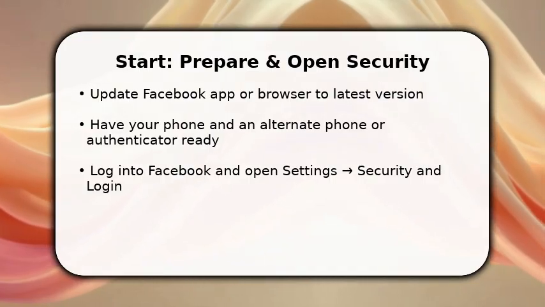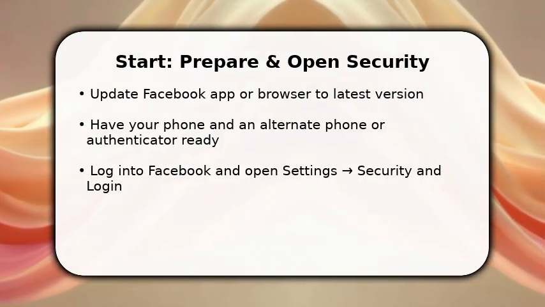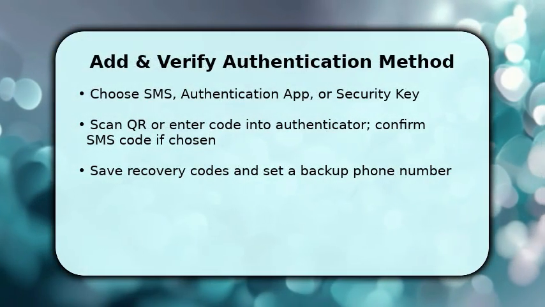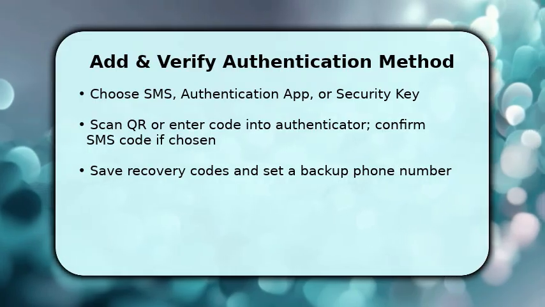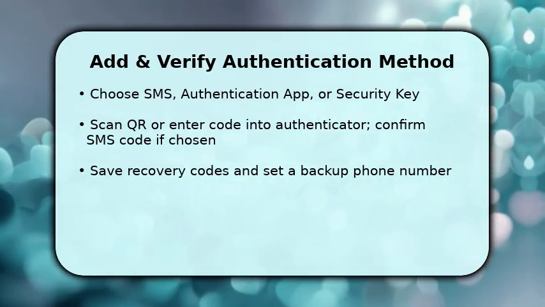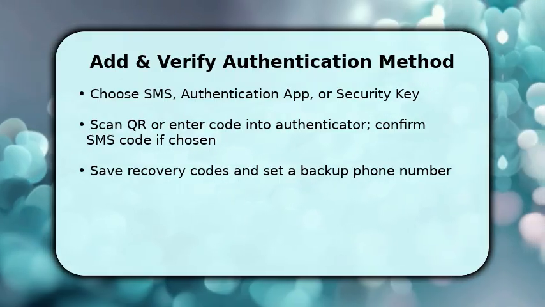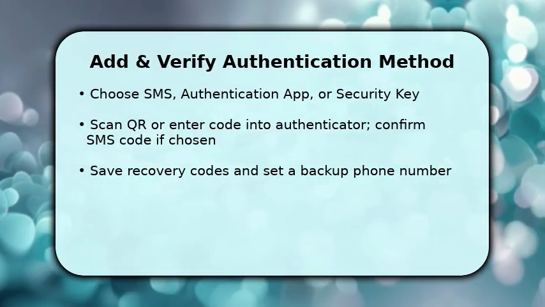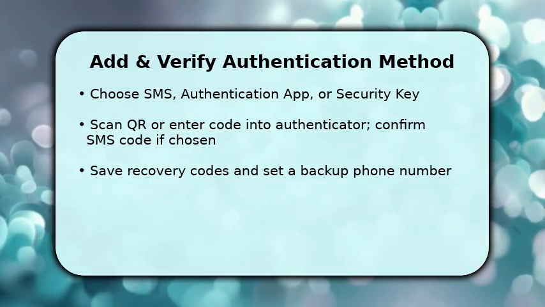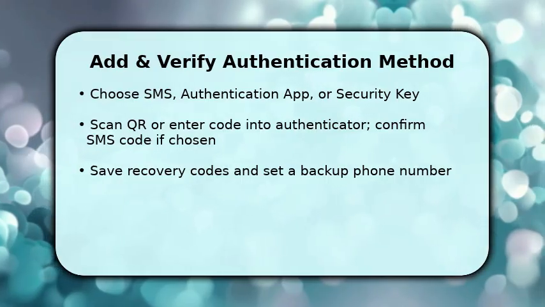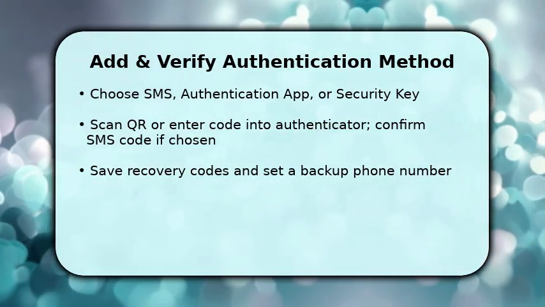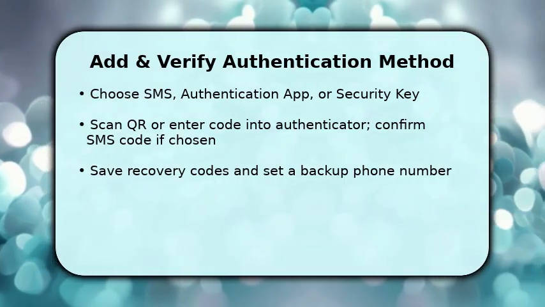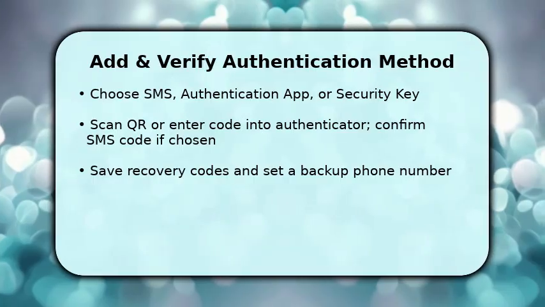This first action locks the process into place and prepares you to add methods securely. Next, choose SMS, an authentication app, or a physical security key depending on your threat tolerance. If you pick an authenticator, open the app, scan the QR code or type the manual code, then enter the generated 6-digit code into Facebook to verify. If you use SMS, Facebook sends a text. Enter that code. Make sure to save the recovery codes Facebook provides and add a backup phone number so you won't lose access if one method fails.